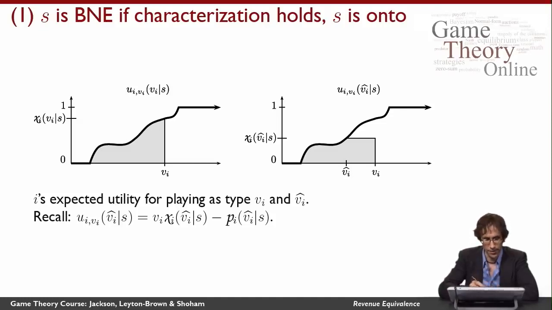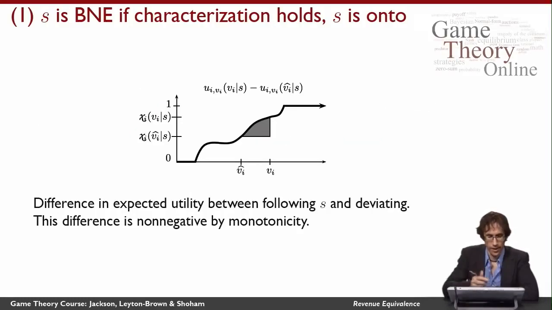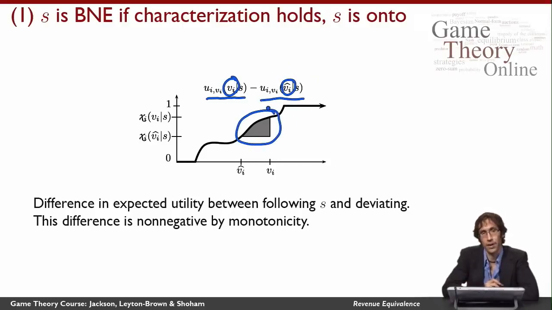And you can see that these two pictures are pretty similar. They're both this area under the curve. They both go up to vi. But the difference is that this one kind of gets clipped off at this lower allocation probability here, which would correspond to about here, whereas this one goes a bit higher. And indeed, if I then think about the utility difference, the difference in utility between telling the truth, really playing as the true type, and the utility of playing as though you had a different type, that's going to be this amount here.